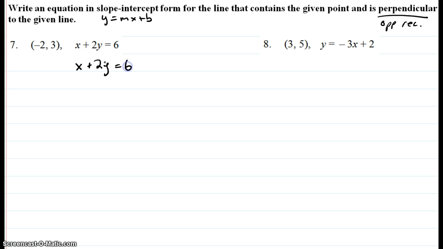Alright, so this first equation they give us is not in slope-intercept form, so let's write it in slope-intercept form. Now this would be a good time to pause the video before you see the answer, that way you can check your work.